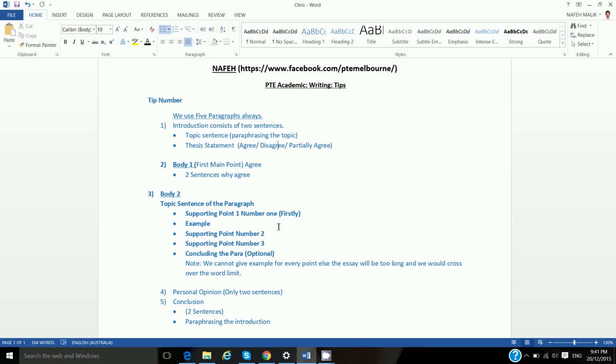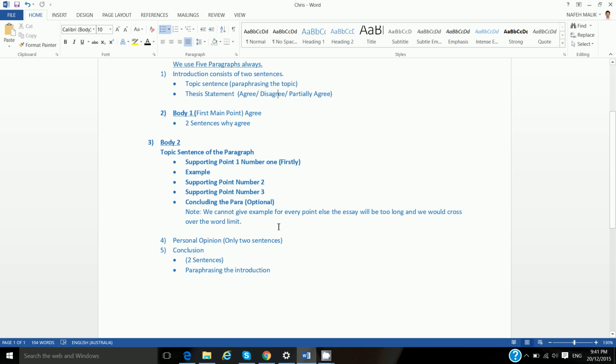Please note that you don't write an example for every point, because if you do, there is a high chance that, if you're not very good with your writing, you will go in a wrong direction, or maybe your essay will be more than 300 words, and obviously that will go against you. So you want to control your writing, and you need enough time at the end to recheck your essay. So please follow this pattern.